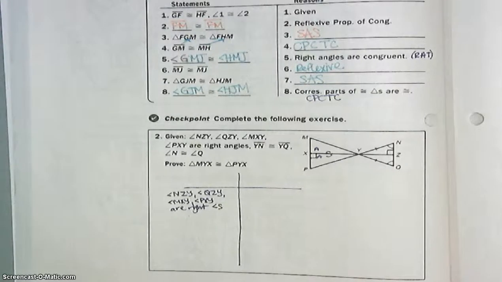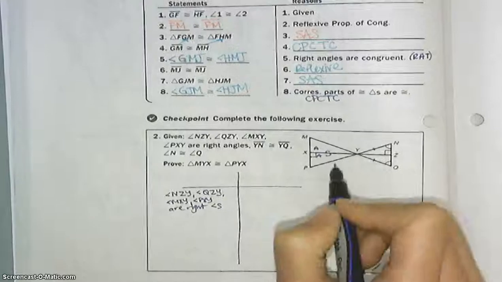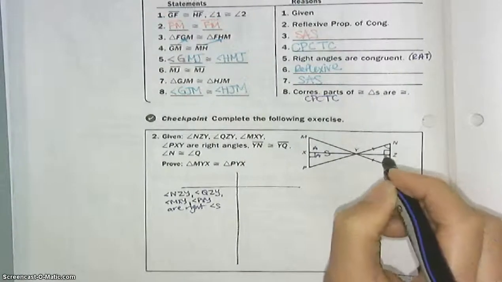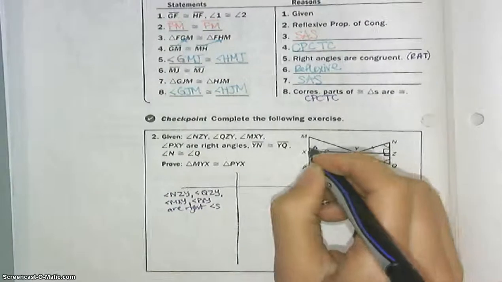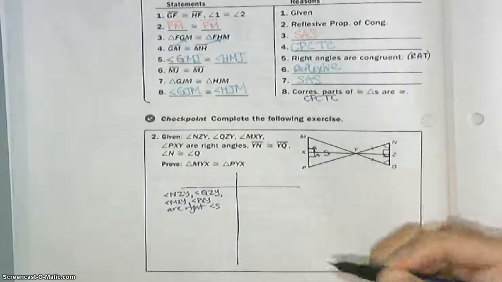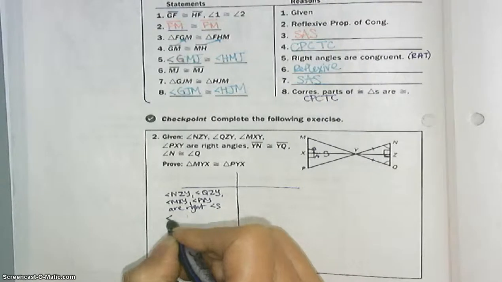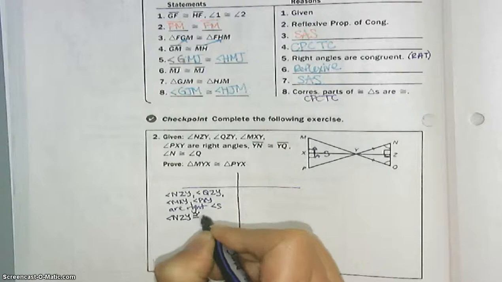All right, I'd mark that in your picture too. You need to mark this given stuff in your picture. N, Z, Y, Q, Z, Y. Let's get all these right angles in here. M, X, Y, all of these are right angles. Okay. I'm going to say these are congruent.